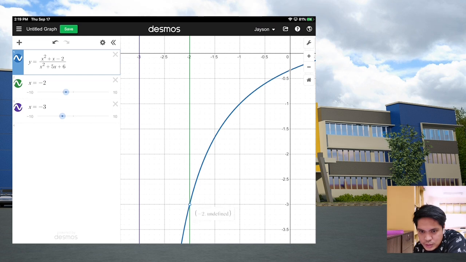Diba? It's undefined. So, ito rin dito. As it goes closer to negative 2, the function gets closer to negative 3. Therefore, the limit of this function, meaning the limit of that curve as its x value gets closer to negative 2, is negative 3. So, yun lang ibig sabihin niya. Yun yung overall sense ng limits.